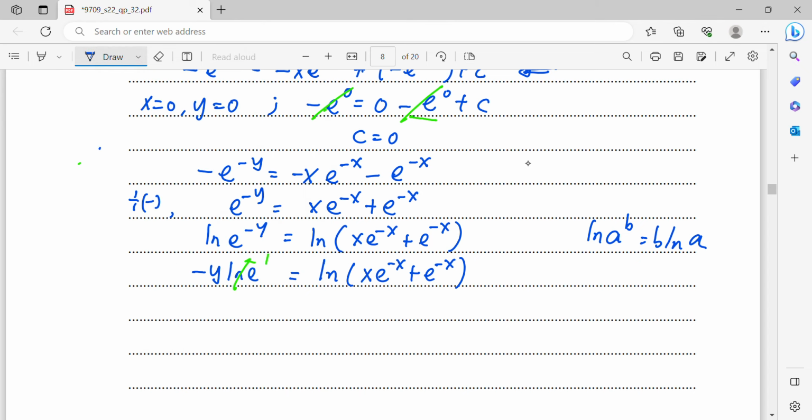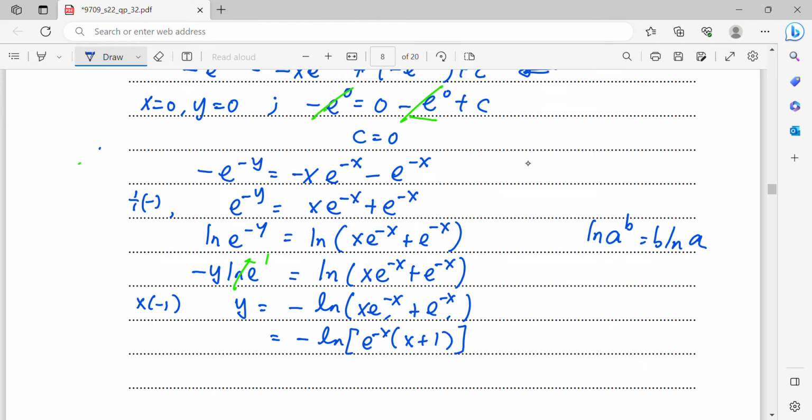Therefore, I will just times the whole equation by minus, or you can say you move the minus to the right hand side. It will be the same. So y equals negative ln of (x e^(-x) plus e^(-x)), right? So for the right hand side, if you want, you can further simplify because we notice that the e^(-x) is in common. So I can factorize the e^(-x) bracket x plus 1.